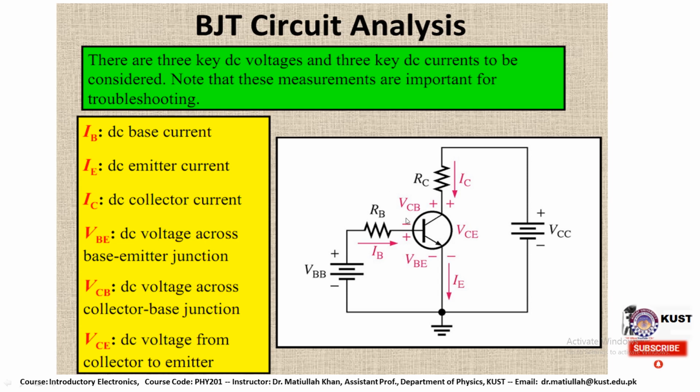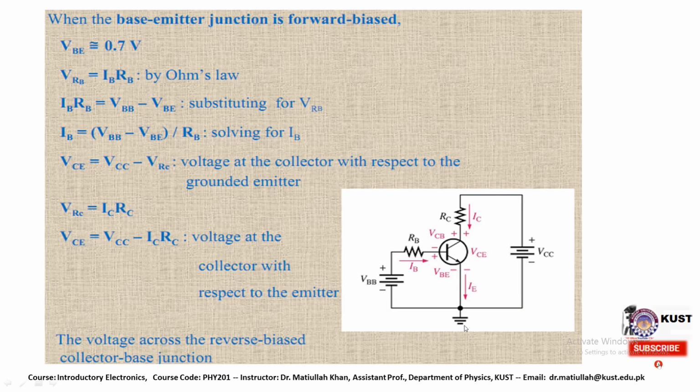This here is VBE, and the third one is the DC voltage from collector to emitter, that is represented over here by the red color, and that is VCE, which shows the DC voltage from collector to emitter. Now coming towards the base emitter junction, when it is in the forward biasing mode, how can we calculate the values of the current or some unknown quantities?